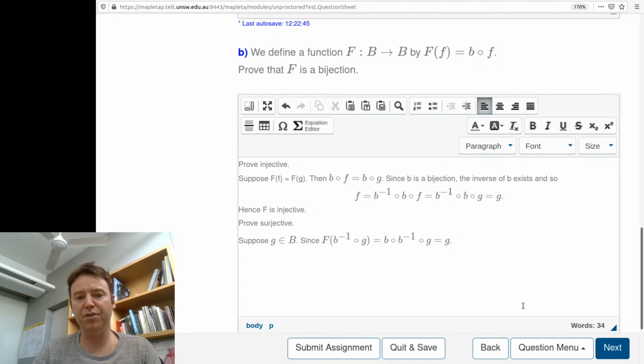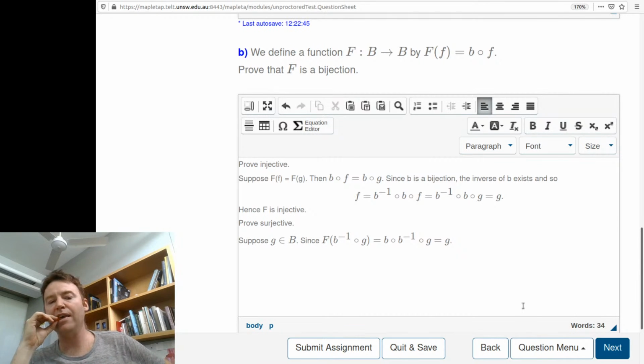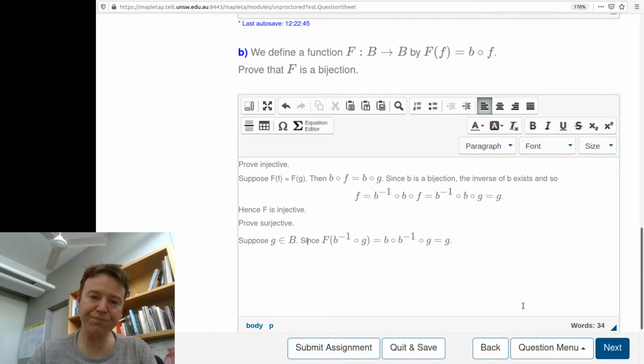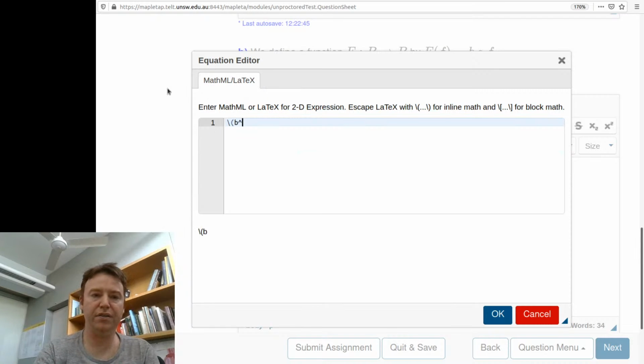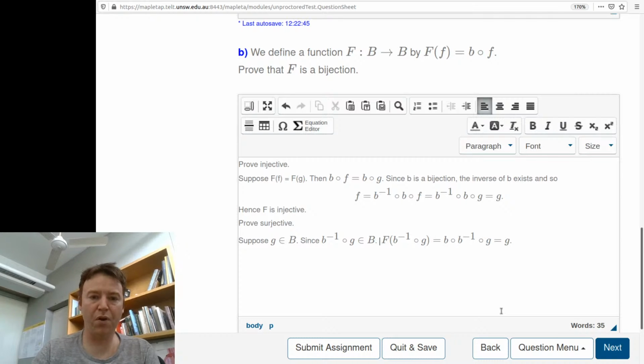But I need to show that B inverse of G is actually also in B. That's what I want to do, but to pull that kind of stunt, I need to say, yeah, I need, since B. Okay, so that's the structure of what I want.